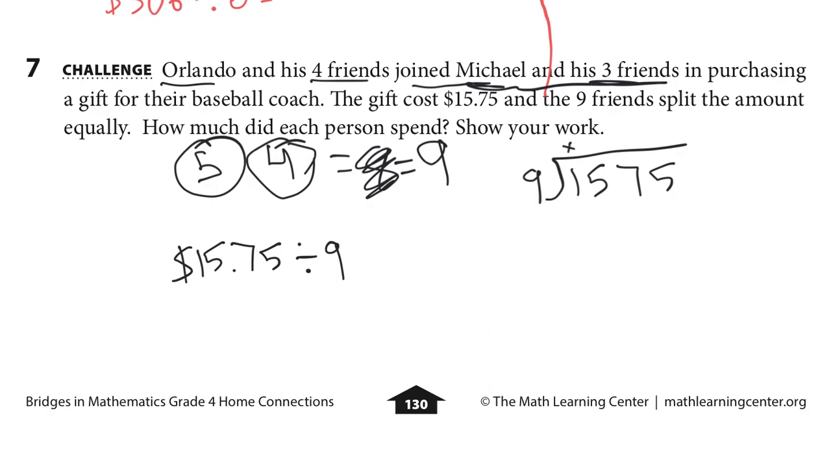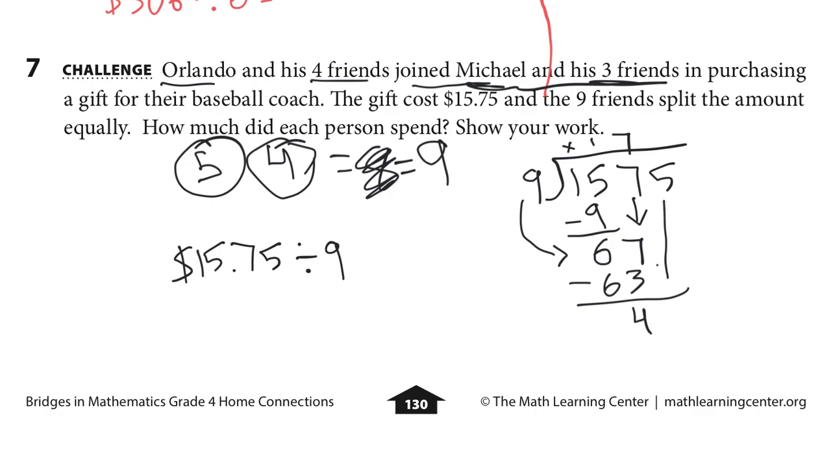No 9s fit in 1. But 1 9 fits in 15. 1 times 9 is 9, and then I subtract. I get a 6. I bring down the next digit, which is a 7. Then I have to figure out how many 9s fit in 67. Well, 9 times 7 is 63. Subtract again. That looks like a 4 when you subtract that.